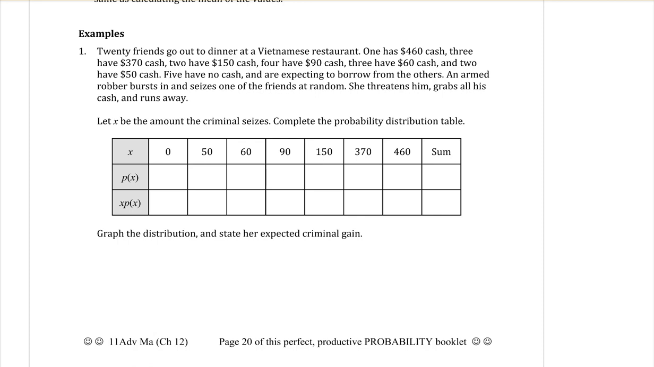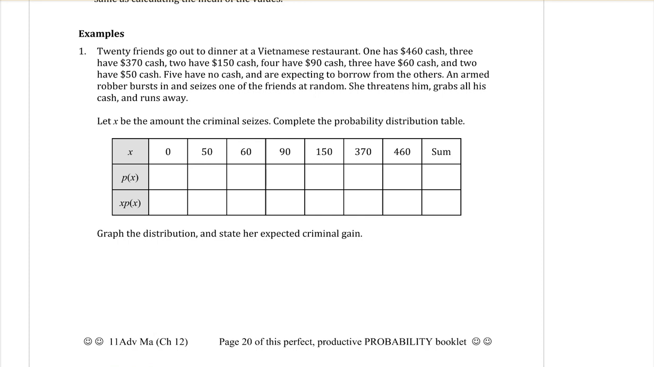Okay? So I get the question here is, based on that information, what would the robber expect to walk away with? It's like a weighted average. What is the most likely amount that they're going to walk away with here? So here is our table. Let X be the amount that the criminal seizes. Complete the probability distribution table.